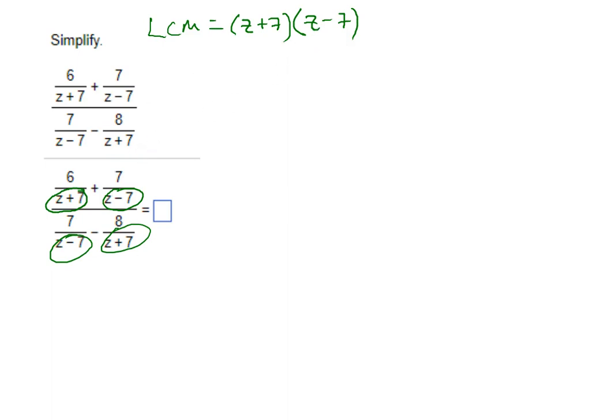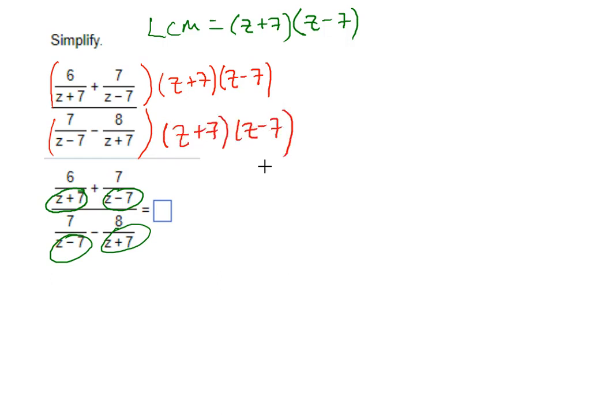You take the LCM and you multiply it to the top and the bottom of the big fraction. So I'm going to multiply z plus 7 times z minus 7 on top, and I'm going to multiply z plus 7 times z minus 7 on the bottom. Now, in the last example, I wrote out in a little bit more detail what it looks like when you multiply the LCM and you distribute it and you multiply it to each fraction. I normally don't bother writing out that much, and I especially don't want to do that here because there's just a lot more to write.